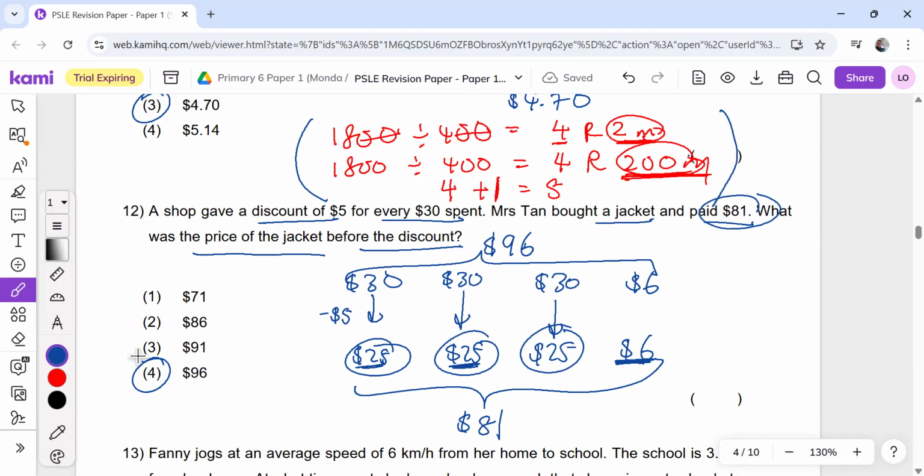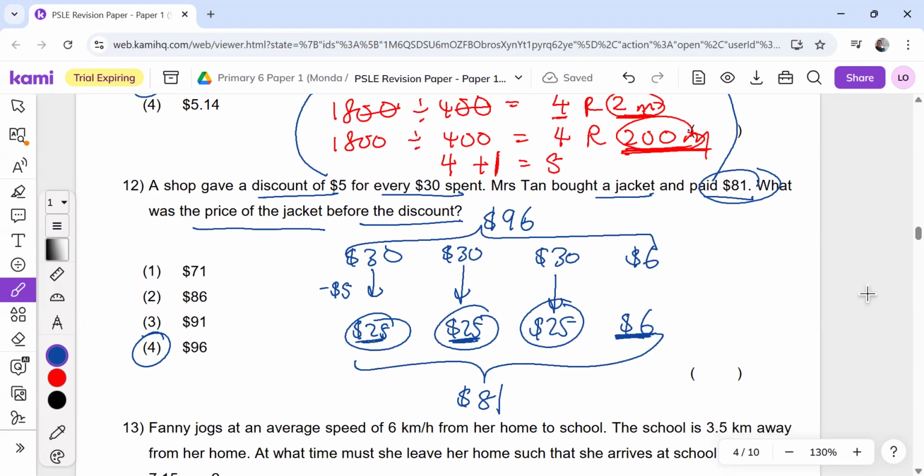Okay, Charlene, got question? Got mistake? Okay, it doesn't matter. Got mistake is okay, but make sure you understand. So the money that Mr. Stan paid is after discount. So you have to break it up into 25, 25, 25, and then there's a leftover $6. Then you can work backwards, put back the $5 discount. That will give you how much you must spend to get the discount. And then you add the money together, and that is the cost of the jacket with no discount. Okay?